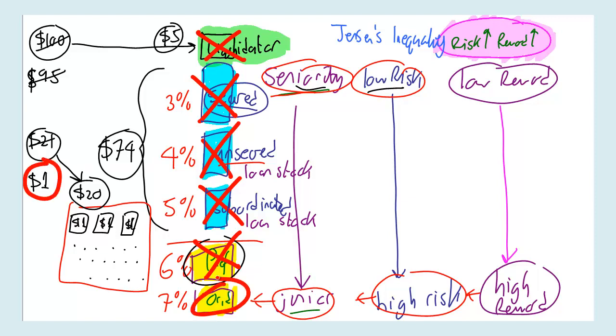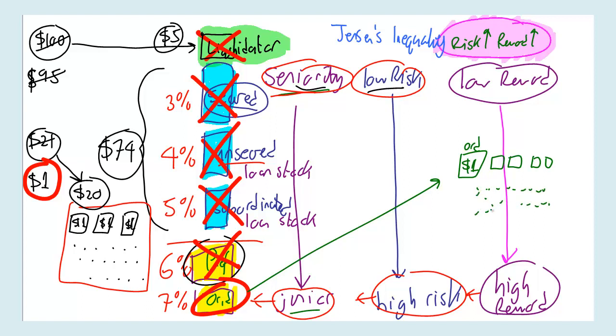Now let's imagine that there are 100 ordinary shares with a face value of $1. I'm not going to draw 100, so we'll do 3, 4, 5, and then we'll imagine that there's another 95 shares. So there are 100 ordinary shares in this company, each share representing 1% of voting control.